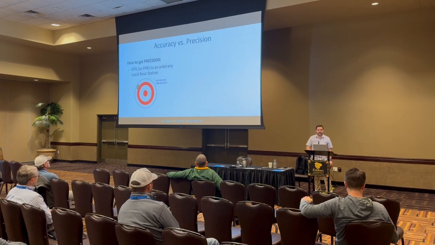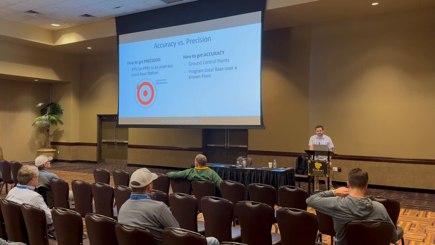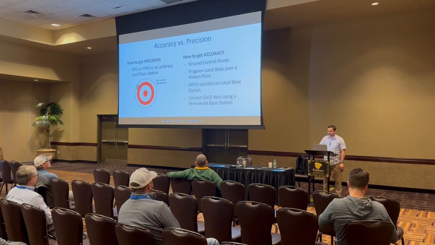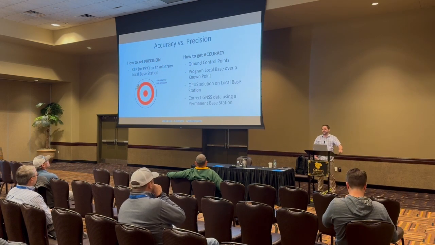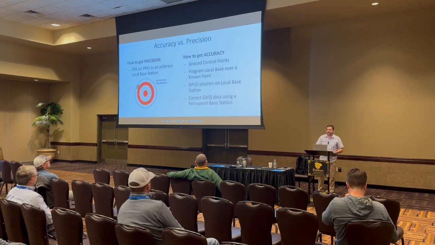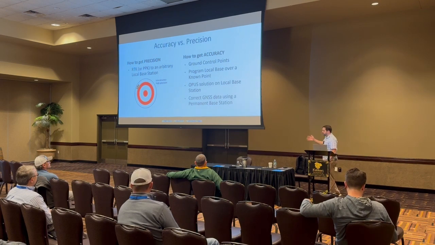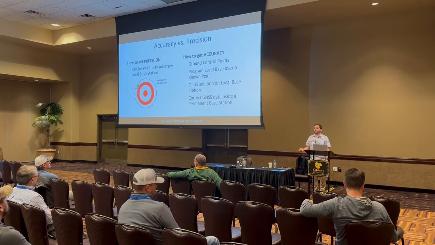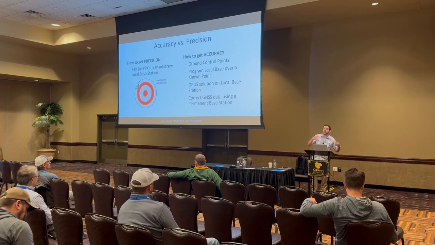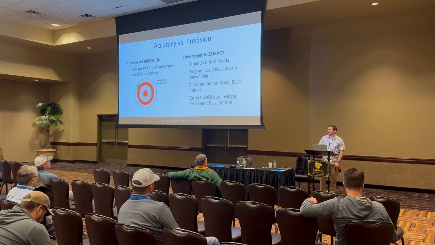That's the best way to get precision, whereas the best way to get accuracy is using things like ground control points that you have longer occupation times, where a local base station is over a known point, or like I said, things like OPUS solutions, or correcting it to a known base station, something like that. So accuracy versus precision actually matters. We're talking about the positional accuracy standards, so most everything that we talk about today is regarding accuracy, but a lot of it can apply to precision too, and that will be the last that I talk about accuracy versus precision here.